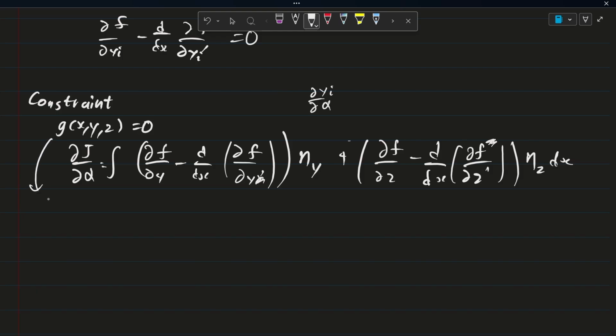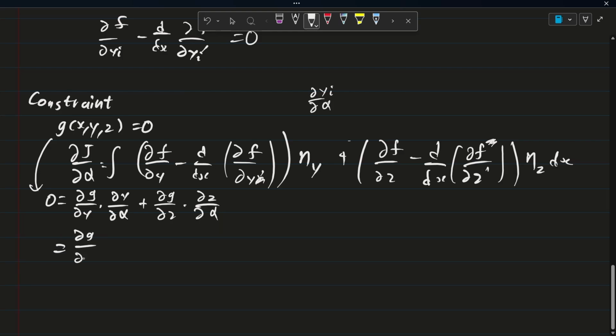And a way for you to get this partial yi over partial alpha is also from the constraint. If we take the partial over partial alpha of the constraint, 0 is going to be partial g over partial y times partial y over partial alpha, plus partial g over partial z times partial z over partial alpha, like so. So what we see here is that this is basically partial g over partial y times eta y, plus partial g over partial z times eta z, has to be 0.